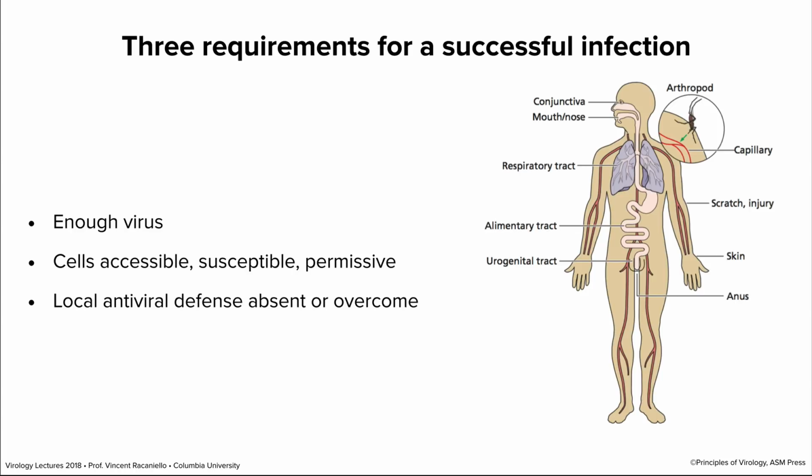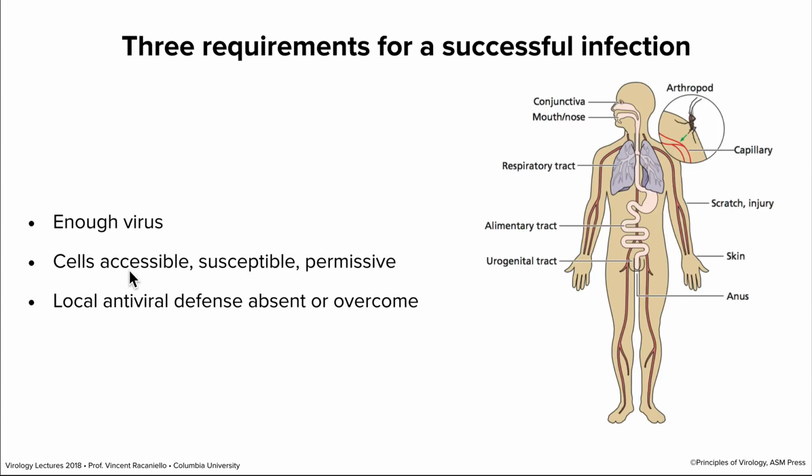Now, in order for an infection of an animal to be successful, there are 3 requirements. You have to have enough virus, and enough virus depends on the virus. For some viruses, maybe 10 plaque-forming units would be enough to initiate an infection if you swallowed the virus. However, for others, you maybe need 10,000 or 100,000, maybe a virus vectored by a mosquito. It really depends on the virus and where it's being received by the host.